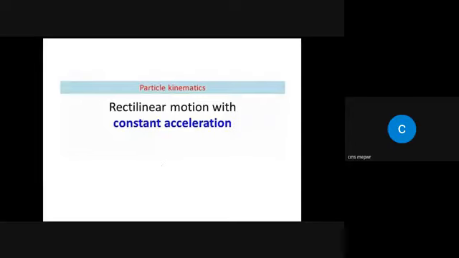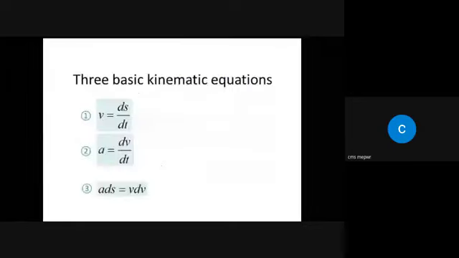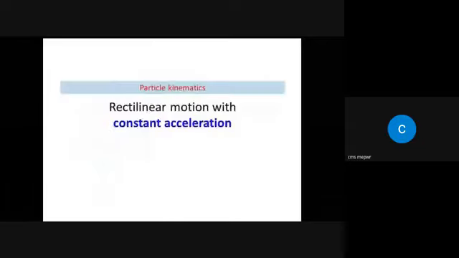Okay, whatever I have said, it will be better if I explain it with some diagram. So in coming slides, I will explain the same thing again with a proper diagram, so you will be able to understand it. Again, the three basic kinematic equations will be used, but remember, in this case we are imagining a constant acceleration case. That is rectilinear motion with constant acceleration.